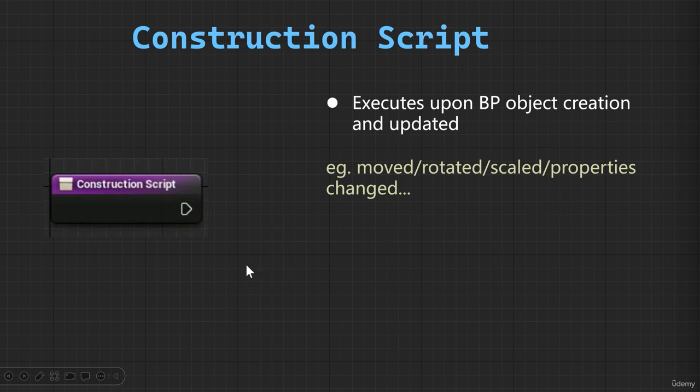What we do later to our sky system will heavily rely on this property. And it's also important to know that whatever's connected to this pin will only be run before runtime. So after we click play, construction script will have no effect. So let's better visualize this in Unreal.